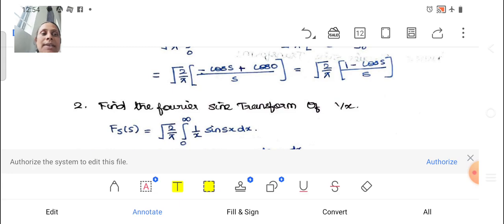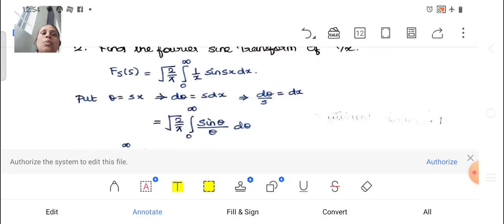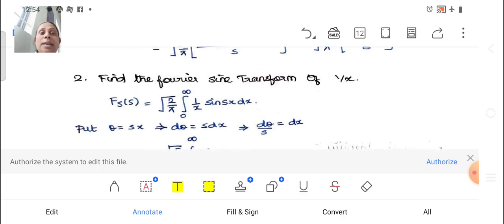Find the Fourier sine transform of 1 by x. It is a very important problem. So Fs of s equal to root 2 by pi, integral minus infinity to infinity in the general case, but since it is a sine transform, we put 0 to infinity. Here the range is not given, so we use 0 to infinity only. In the previous problem the limit was given, so we used that limit. In this problem no limit is given, so we use 0 to infinity. The f of x is 1 by x, sine sx dx.